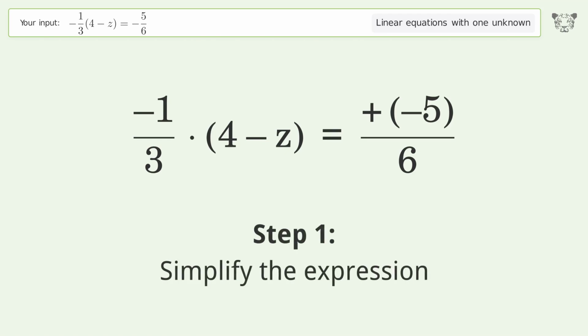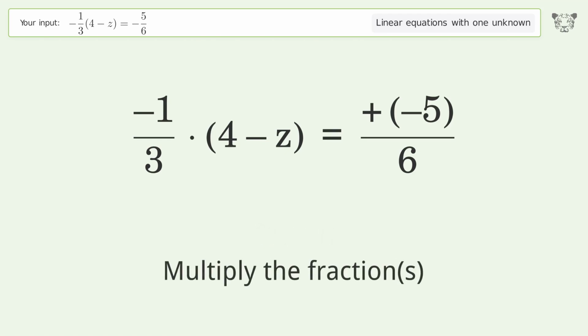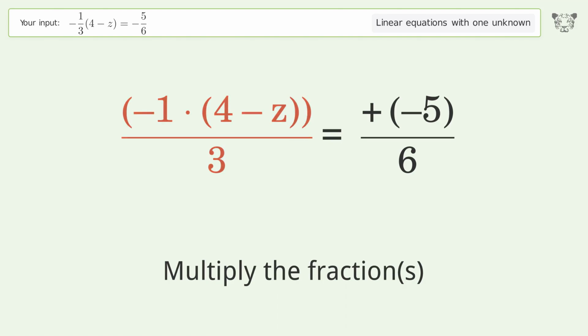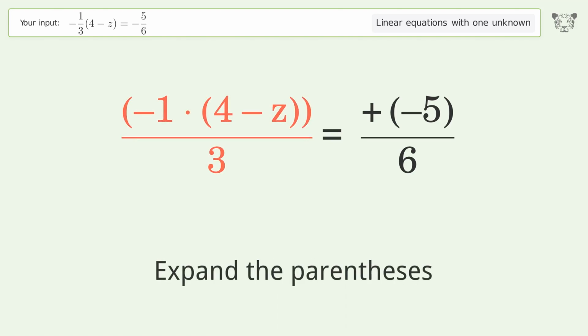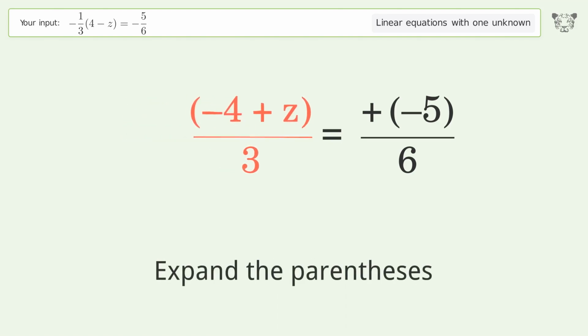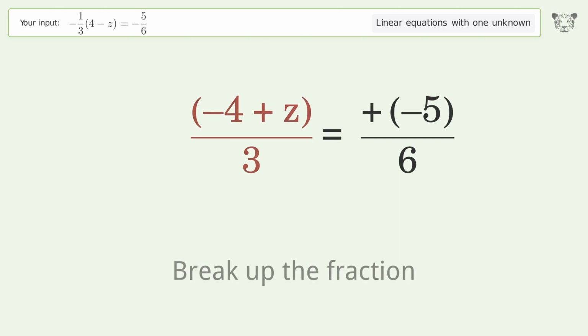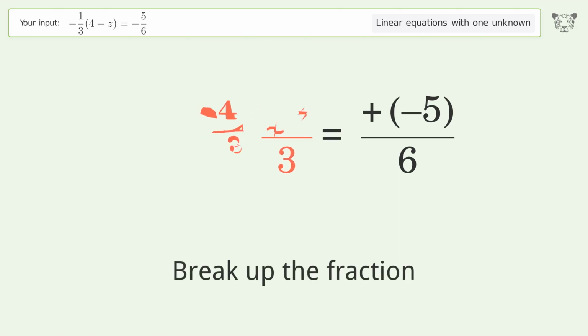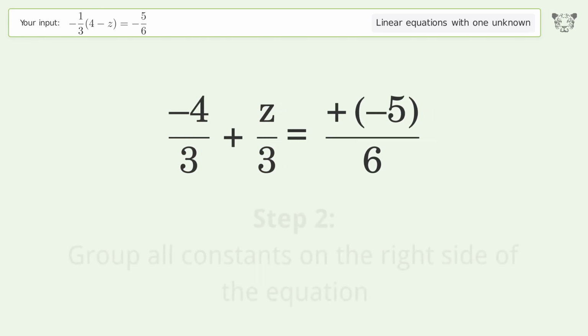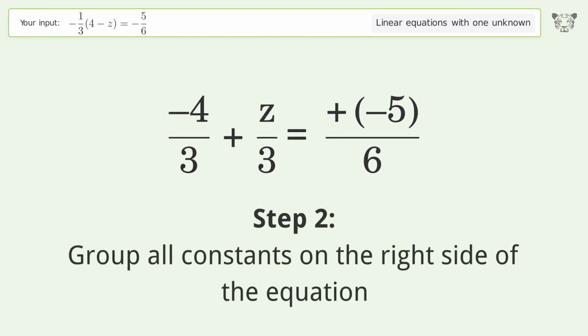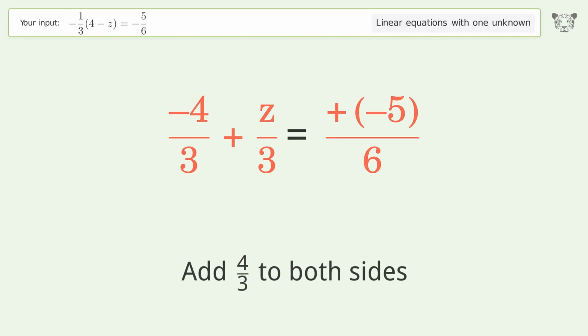Simplify the expression. Multiply the fractions. Expand the parentheses. Break up the fraction. Group all constants on the right side of the equation. Add 4/3 to both sides.